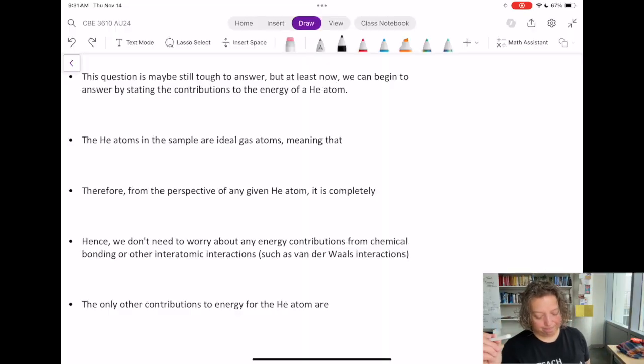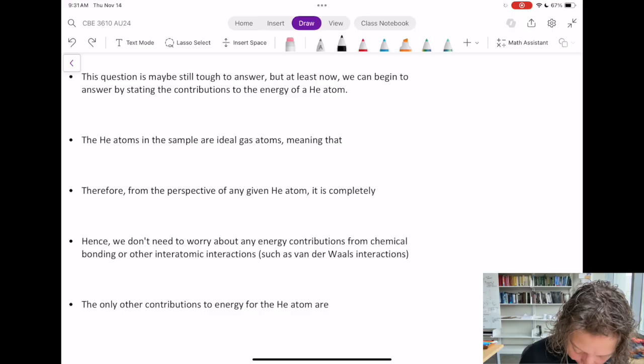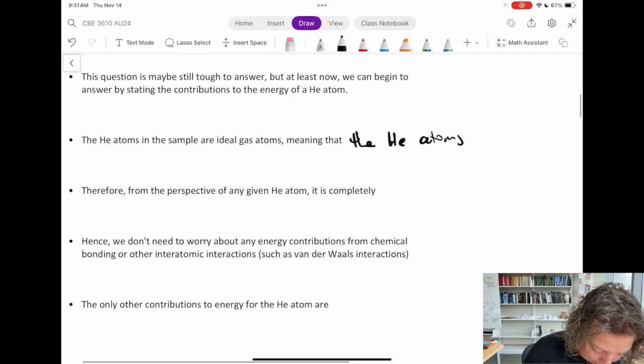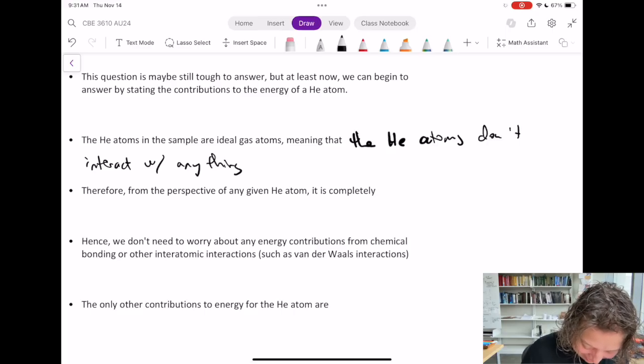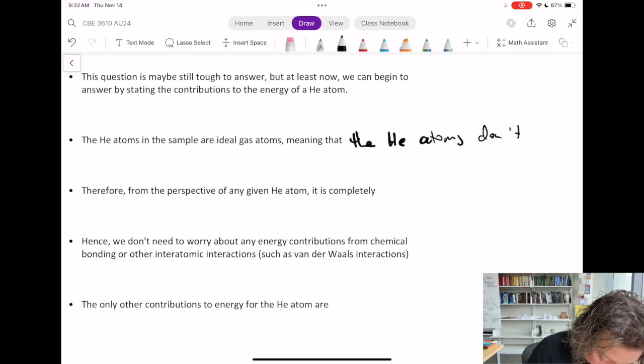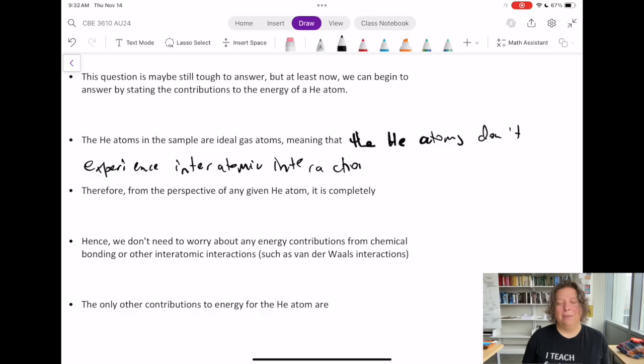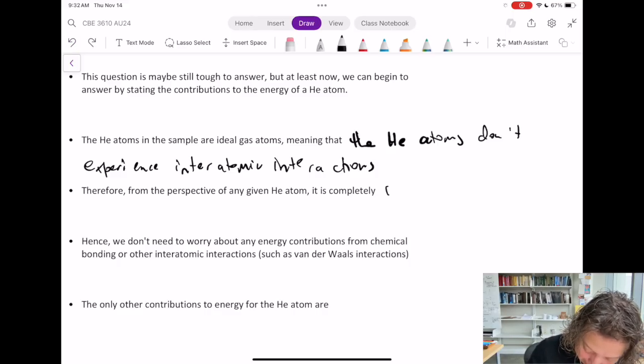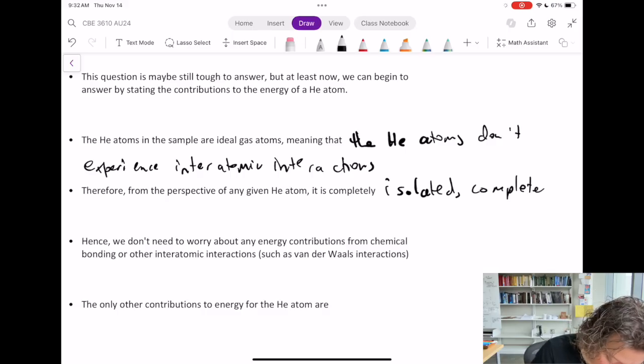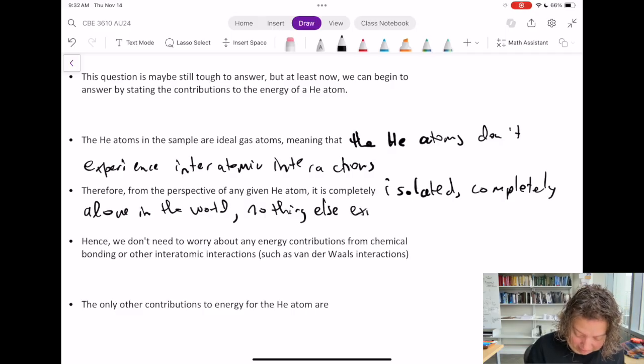The helium atoms in the sample that we drew above, we said they are ideal gas atoms. By ideal gas, what we mean is that the helium atoms don't experience interatomic interactions. What I mean by that is that from the perspective of any given helium atom, it is completely isolated, completely alone in the world. Nothing else exists. It doesn't interact with anything.